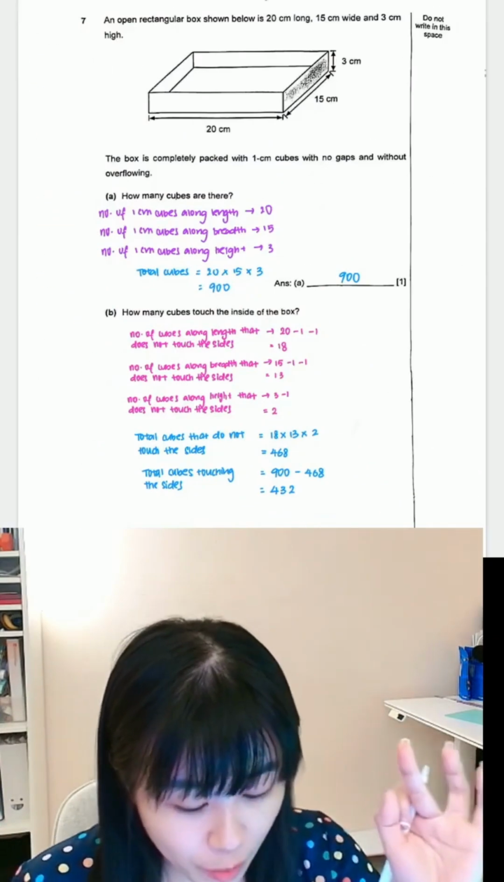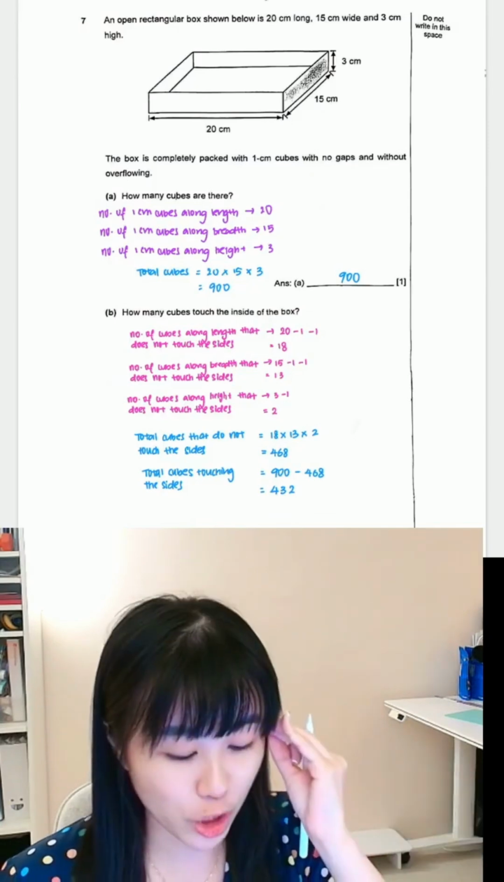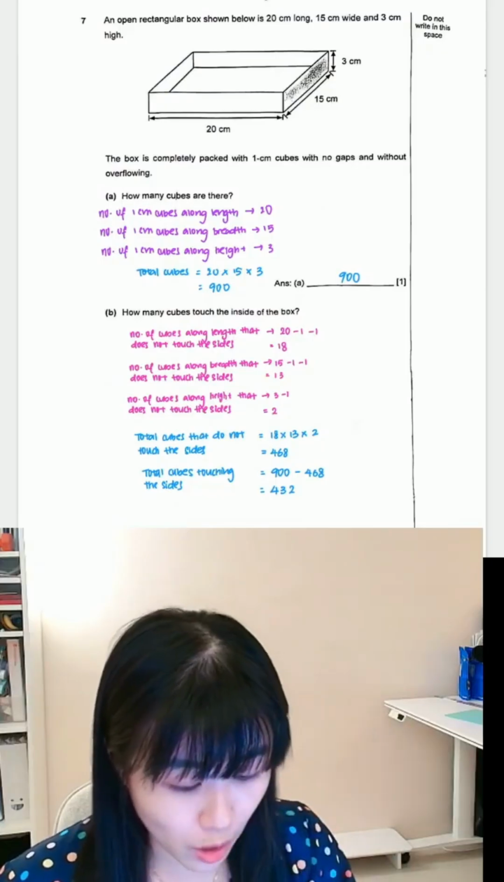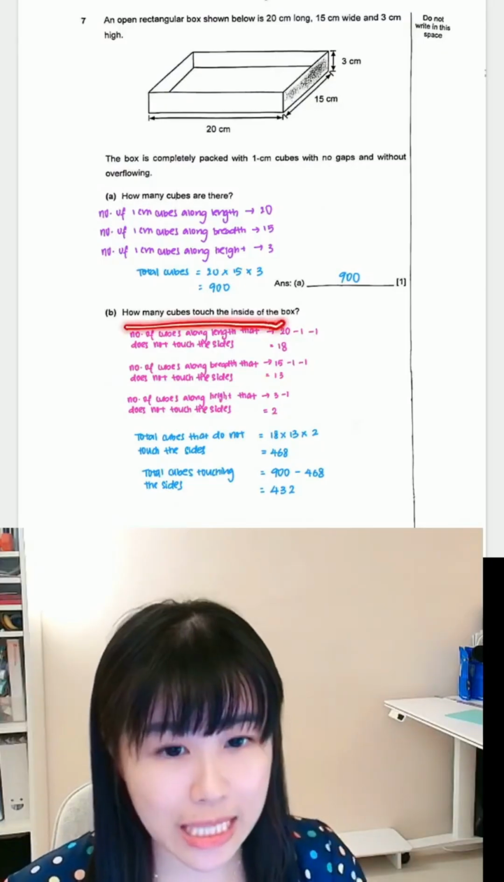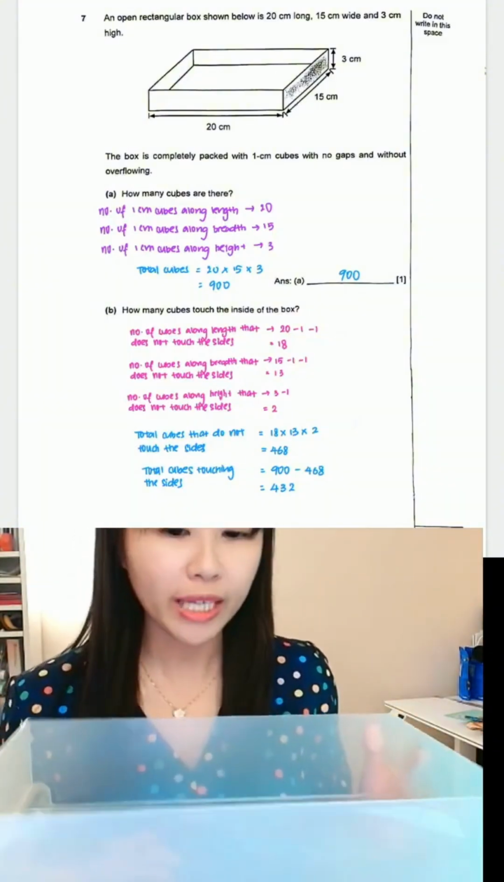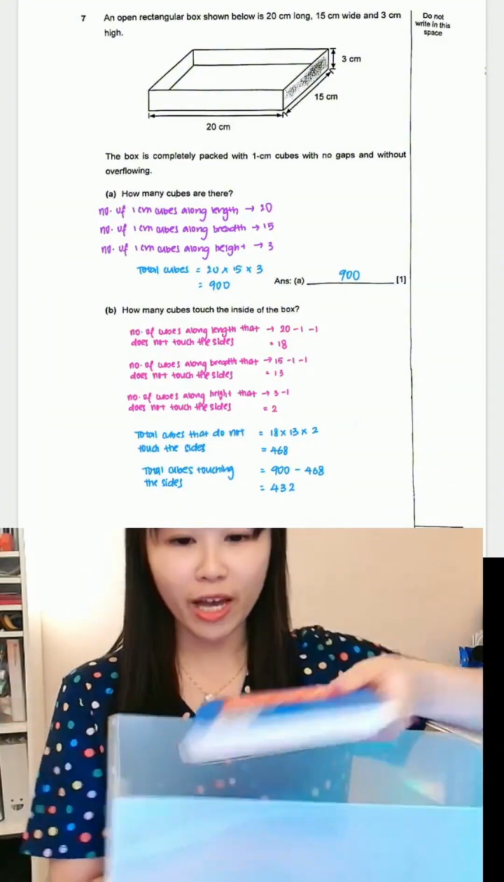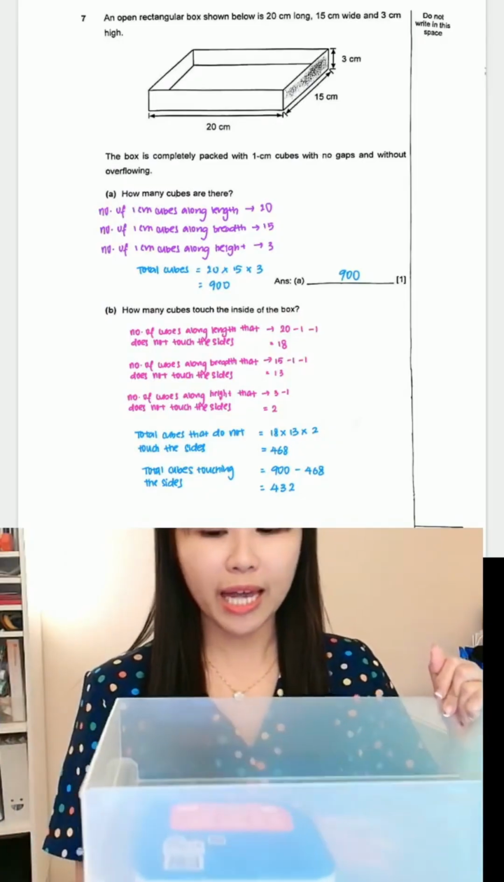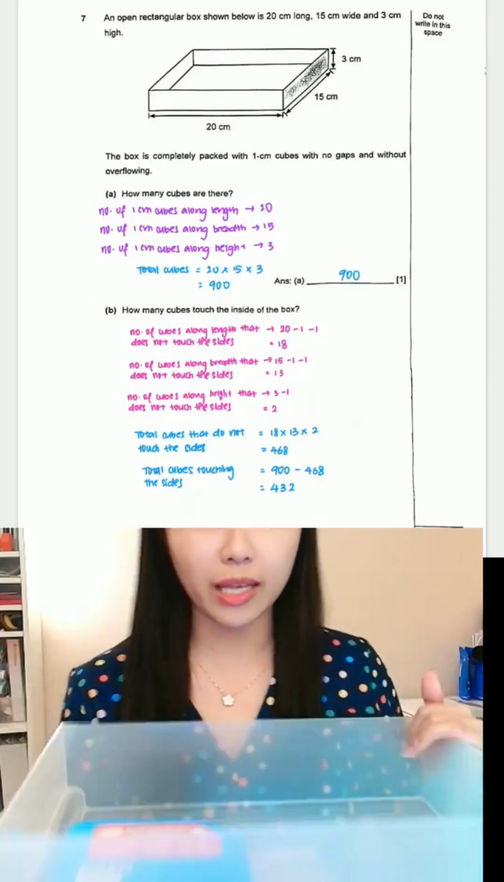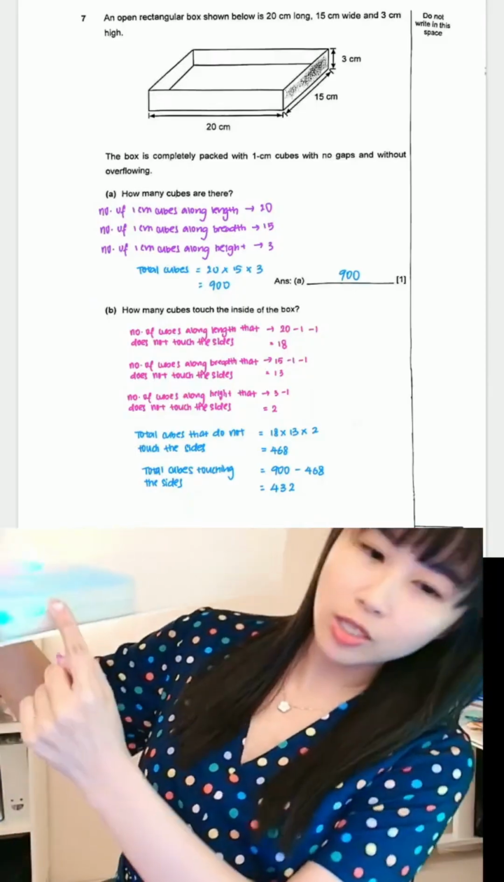I would say 7B requires a lot of imagination on your side, like visualization, to be able to know how many cubes touch the inside of the box. This is like the box, right? So when you put things inside, what are the things that will touch? You put inside. You will realize that this one touches the bottom, right? This one also touches, right? The second layer also touches. It also touches the side here.